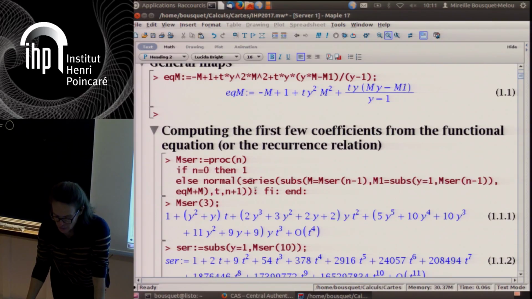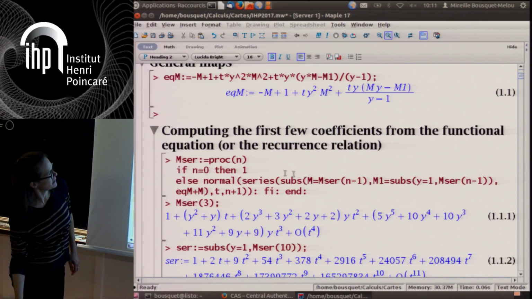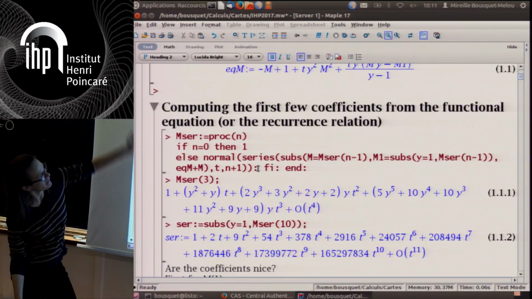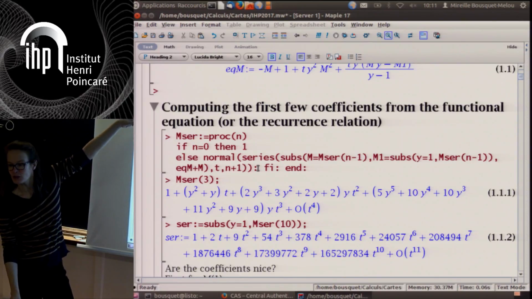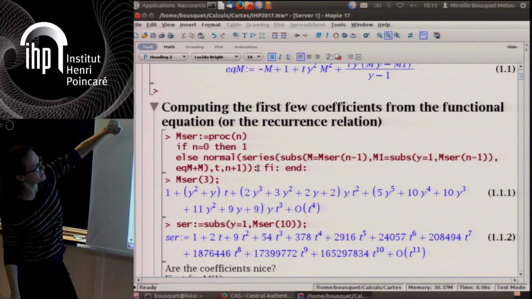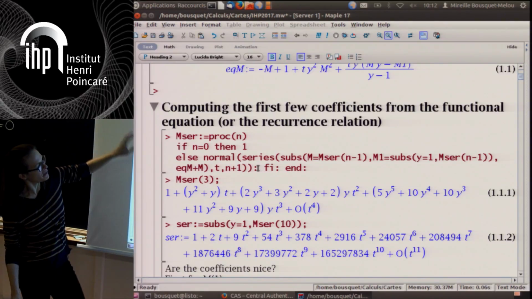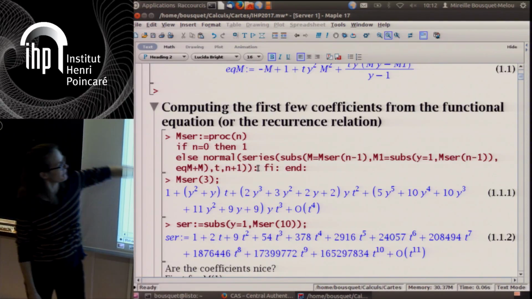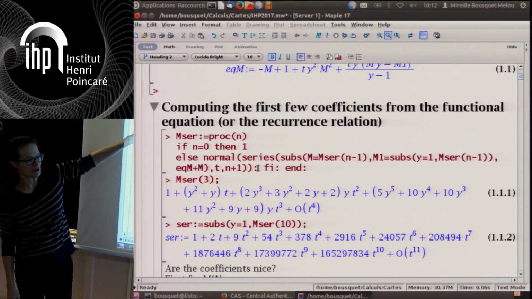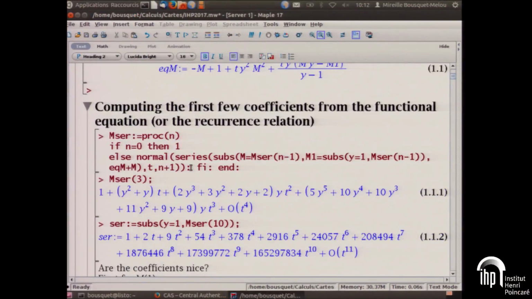Okay, so the first thing I'm doing here is something rather shameful. So I have this functional equation. I want to use it to produce the first few coefficients of the series. So this is a series in T, the size variable, recording the number of edges, with polynomial coefficients in Y.